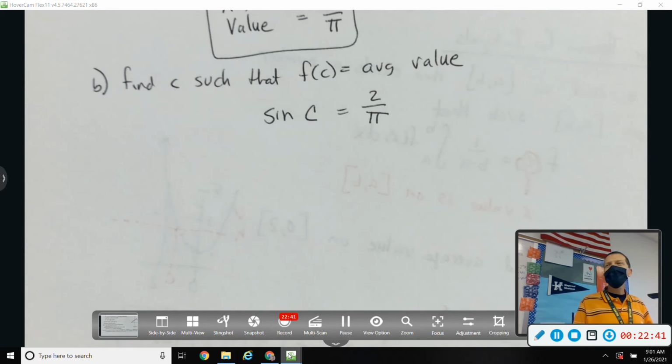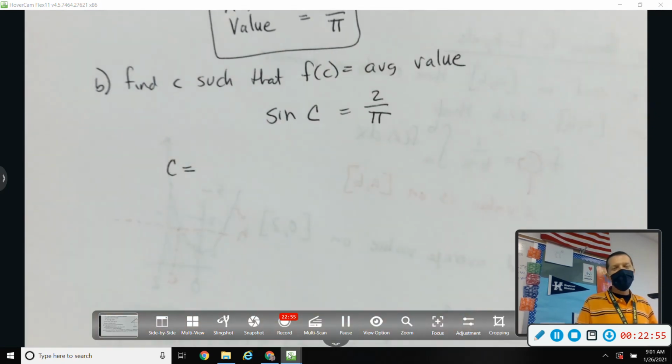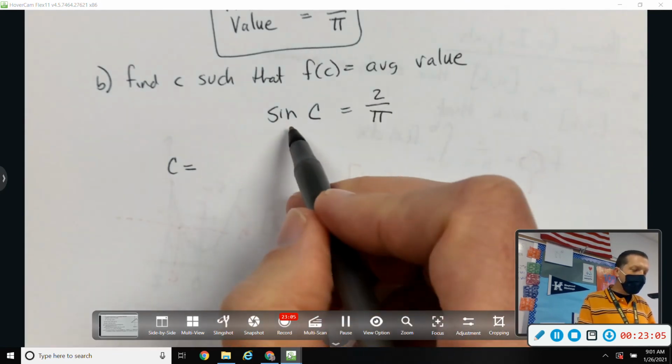That's not a unit circle value, right? You don't remember that showing up on the unit circle. So how do I figure out what C is? You can't divide by sine. It's something that has to do with pi over 2. You've got to work this probably. It does have to do with, how do I undo a sine?